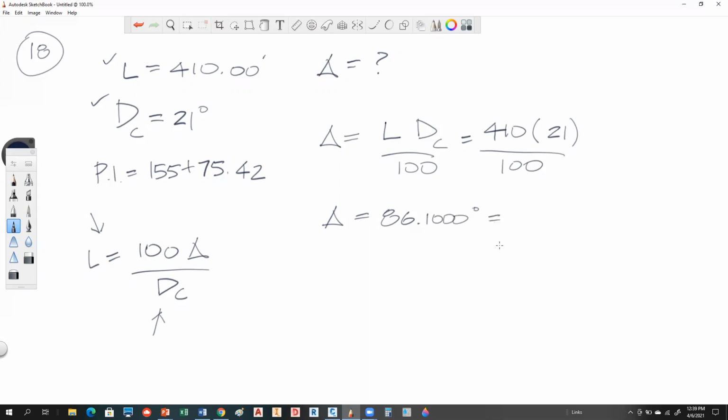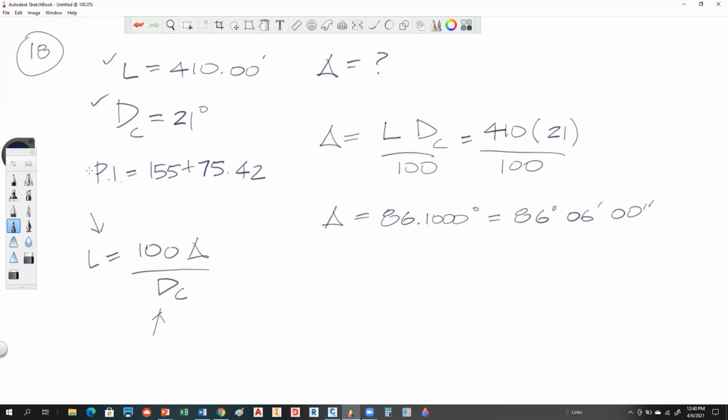What I would want that expressed in is degrees, minutes, seconds. So your answer would be 86 degrees, 6 minutes, and 0 seconds. That's what I'm coming up with. Anybody agree with that? Anybody get those numbers? I agree with that. Okay, perfect.